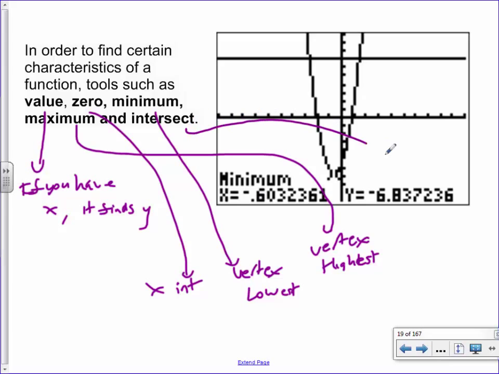And then lastly, intersect. Intersect is used if you have a y value, it can find you x. If you know that this y value up here is 7, it could tell you that x, actually have to be 2 x's on that one. Those tools are critical going forward. So hopefully you have a bit of experience with them already.